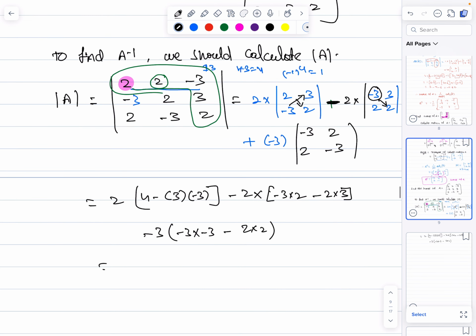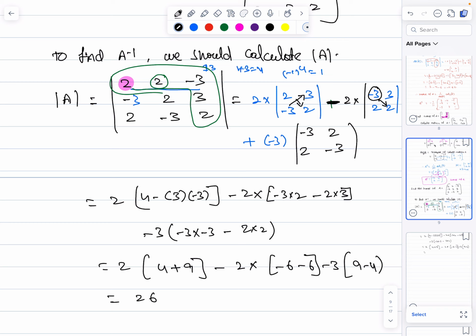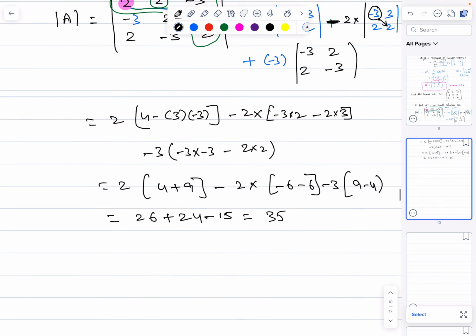So, that is 2 times 4 plus 9 minus 2 times minus 6 minus 3 times 9 minus 4, that is equal to 26. Minus into minus is plus, 24 minus 15, which is equal to 35. So, 35 is my determinant.